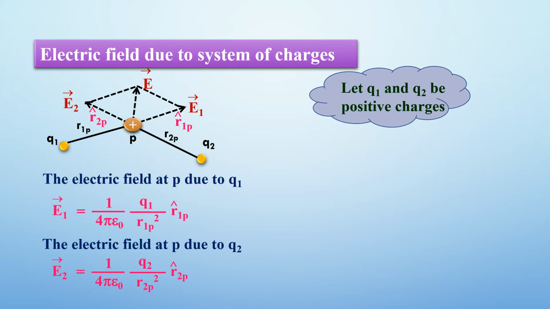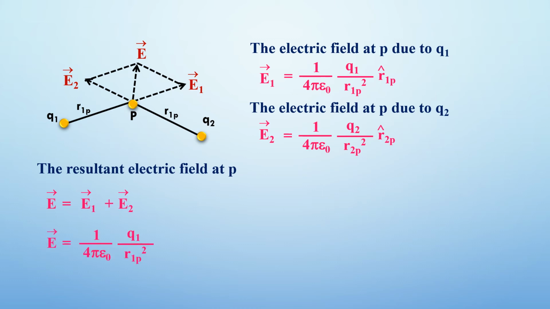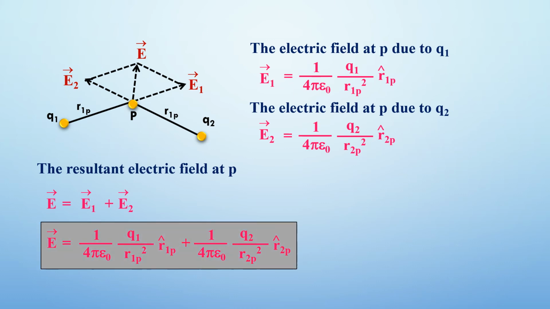Now this resultant electric field E is given as E1 plus E2, which should be 1 upon 4 pi epsilon naught Q1 upon R1P square, plus 1 upon 4 pi epsilon naught Q2 upon R2P square, along with the unit vectors respectively. So I get the resultant electric field at that point.